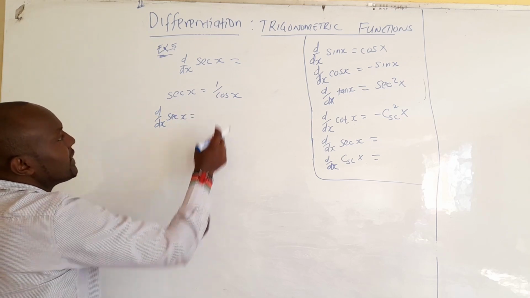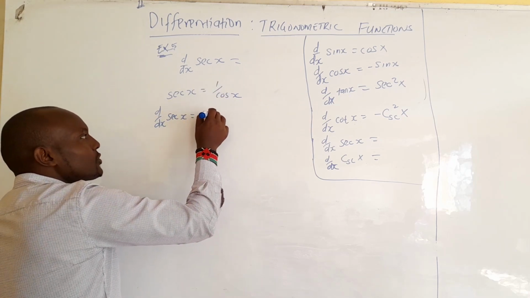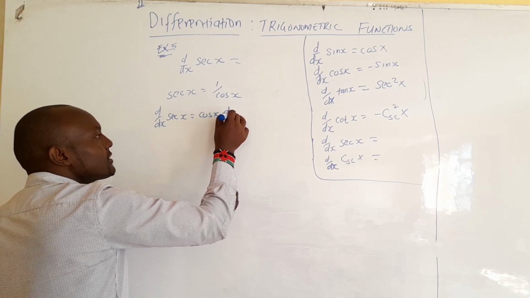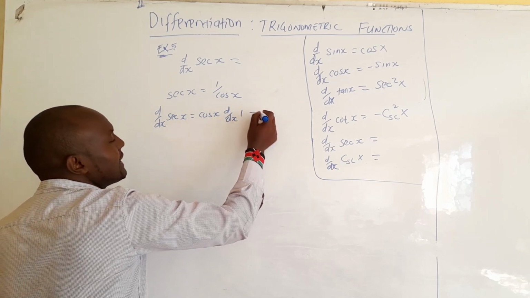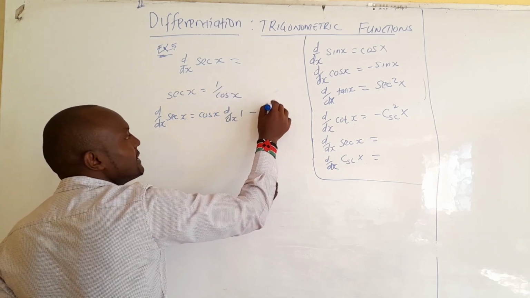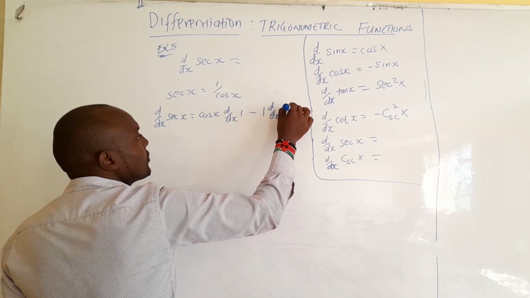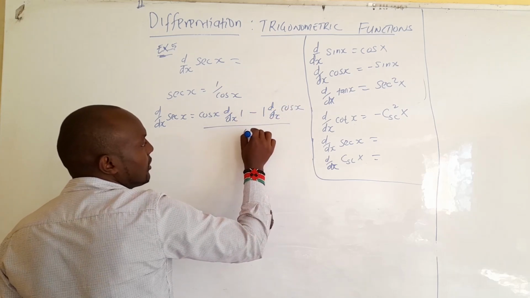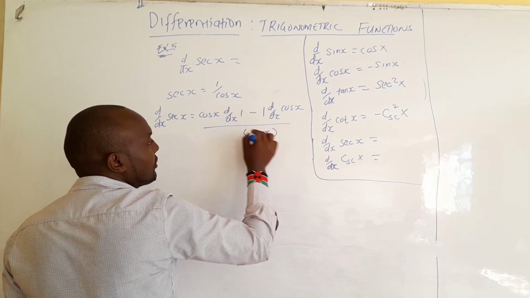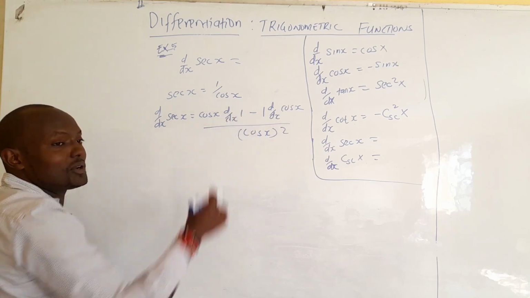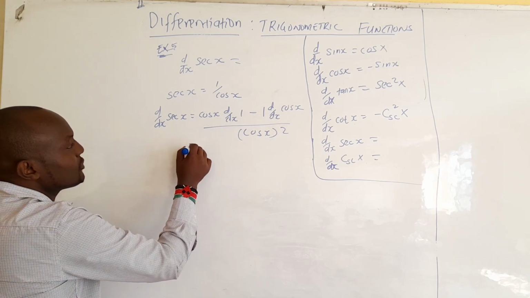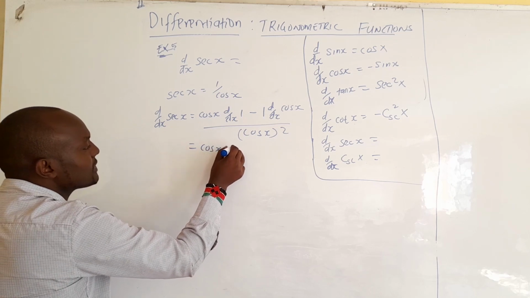So how do you apply that one? Differentiate the numerator. So you hold the denominator constant, differentiate 1. Minus, now hold 1 constant, differentiate cos x, all over cos x, now this one squared. So when you differentiate 1, we said when you differentiate a constant, it will be 0. So it will be cos x times 0.